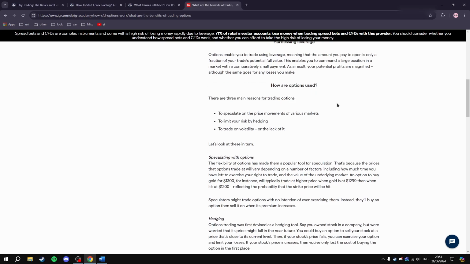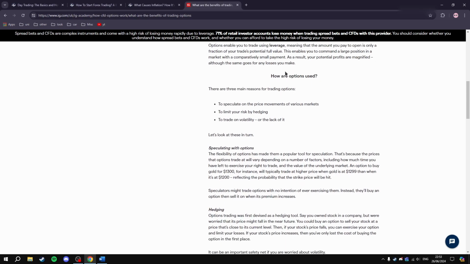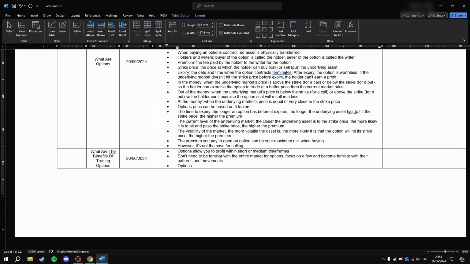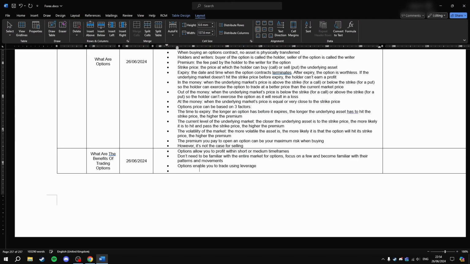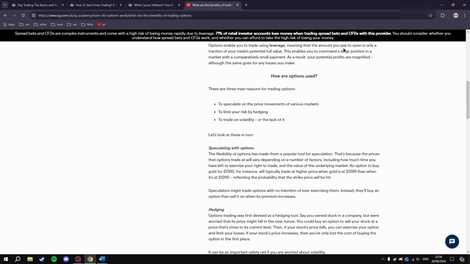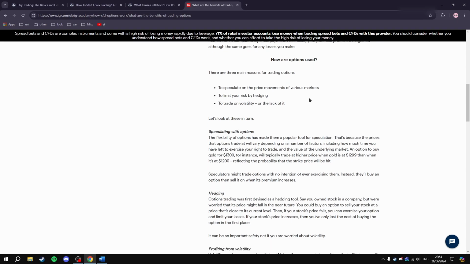So, harnessing leverage. Options enable you to trade using leverage, meaning that the amount you pay to open is only a fraction of your trade's potential full value. This enables you to command a large position in the market with a relatively smaller payment. As a result, your potential profits are magnified, although the same goes for any losses you make.